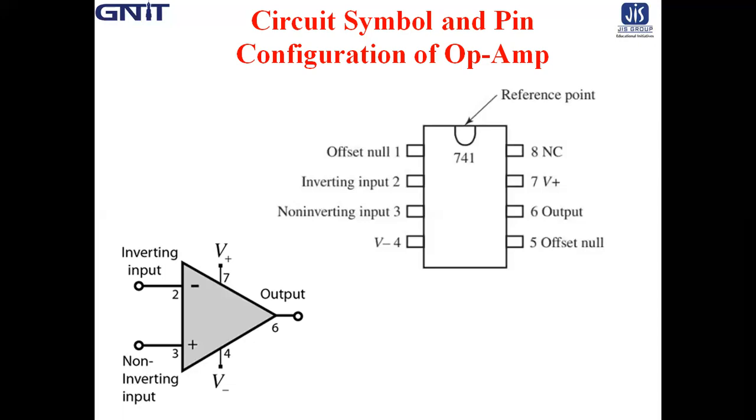The signal at the op-amp's inverting input produces a signal of opposite polarity at the output, while the signal at the non-inverting input produces a signal of the same polarity at the output. Pin number 7 is plus VCC pin, which is the positive supply voltage terminal of 741 IC. And pin 8 is not connected, or no connection. So this is all about the pin configuration of IC 741.